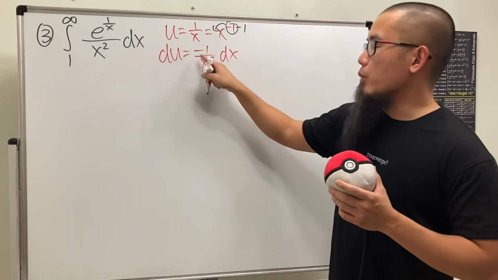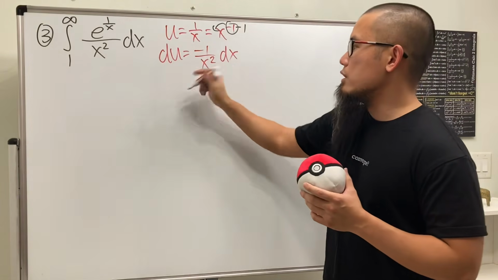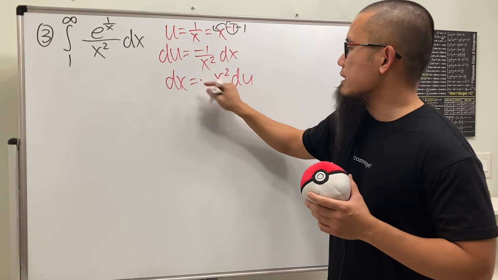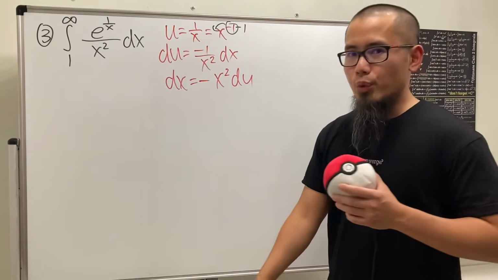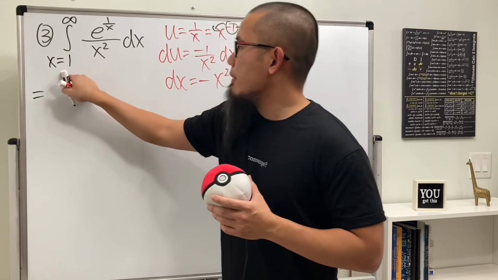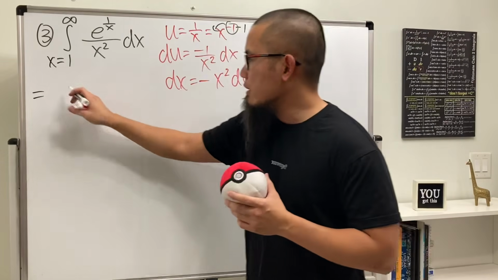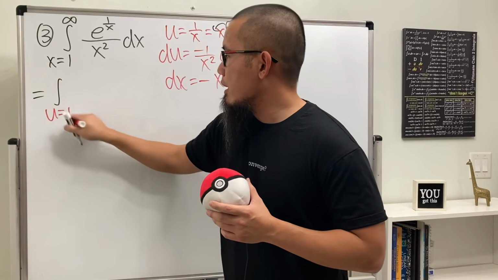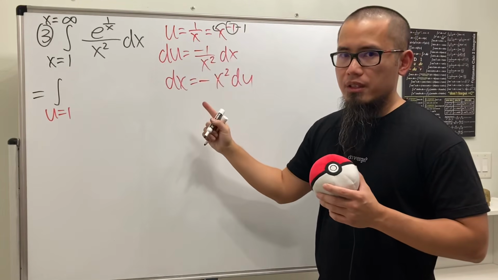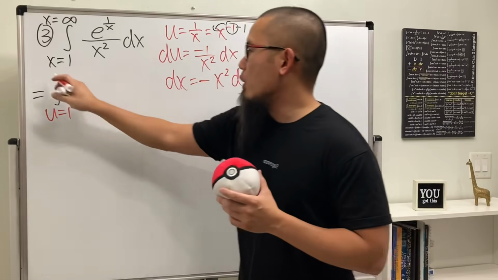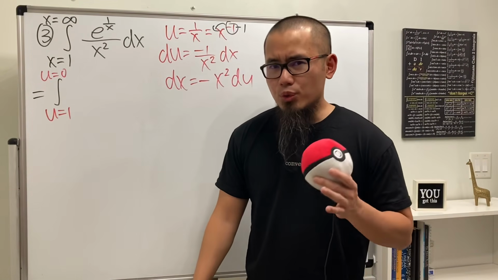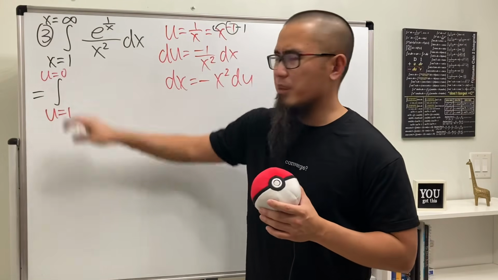Alright, and then perhaps we can multiply both sides by negative x squared, so we get dx equals negative x squared du. So this is nice, because now we can go to the u world, the happiest place for integrations. Here, when x is 1, we get 1 over 1, which is 1, so that's the starting point for u. And then when we put infinity into x here, 1 over infinity goes to 0. So this is weird. 1, 0. Isn't it usually that we have a smaller number here and then the bigger number here?